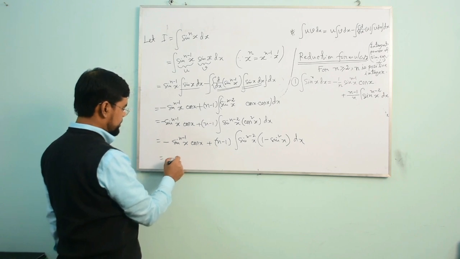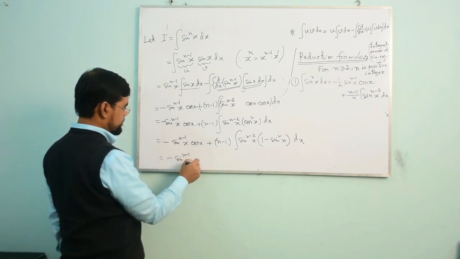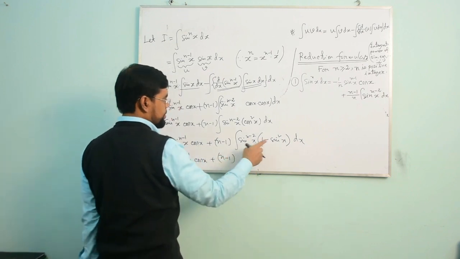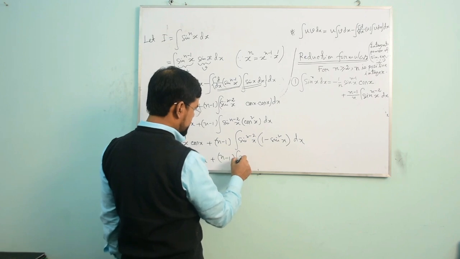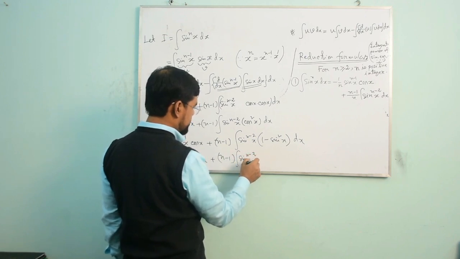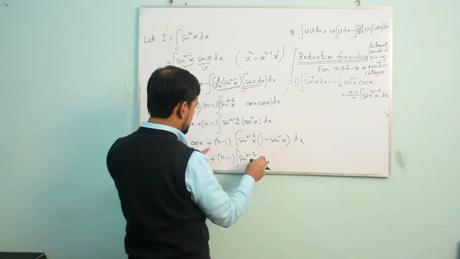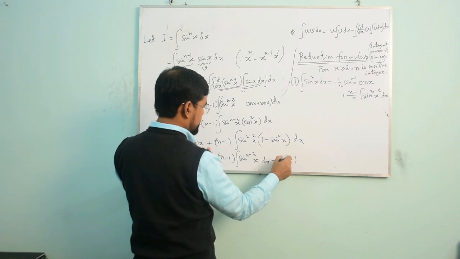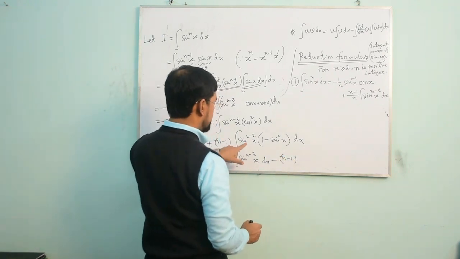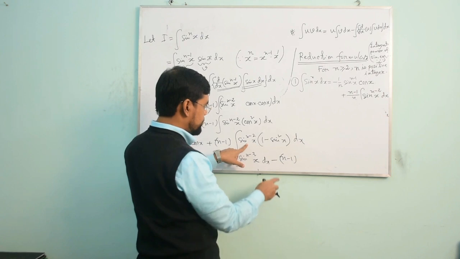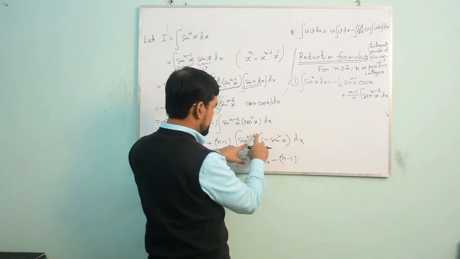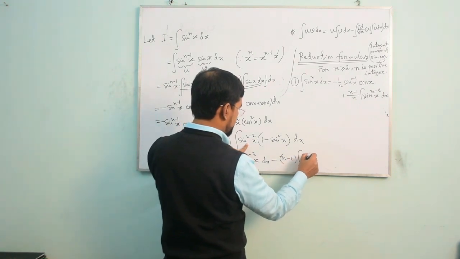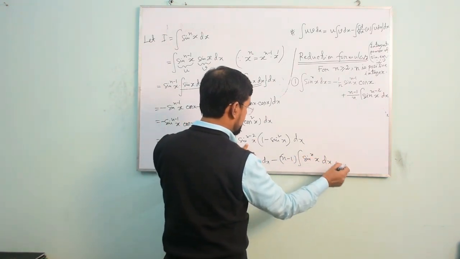Which equals minus sin to the power n minus 1 of x cos x plus n minus 1 into, after we multiply it, the integration of sin to the power n minus 2 of x dx, and this plus and minus will be minus n minus 1. We can also multiply sin to the power n minus 2 into sin square, and this 2 and this 2 will add up, giving the integration of sin to the power n of x dx.